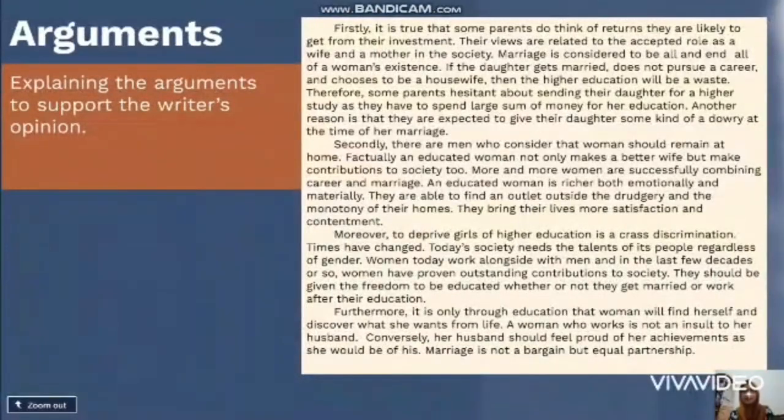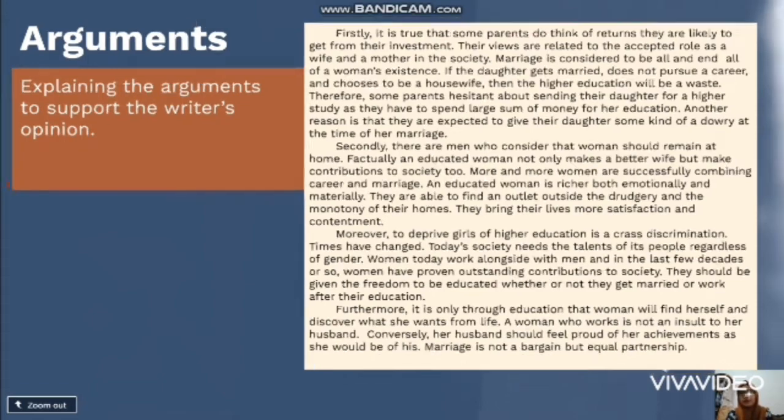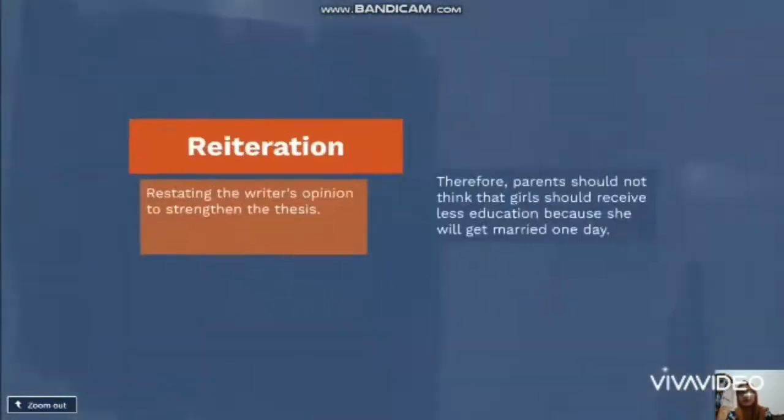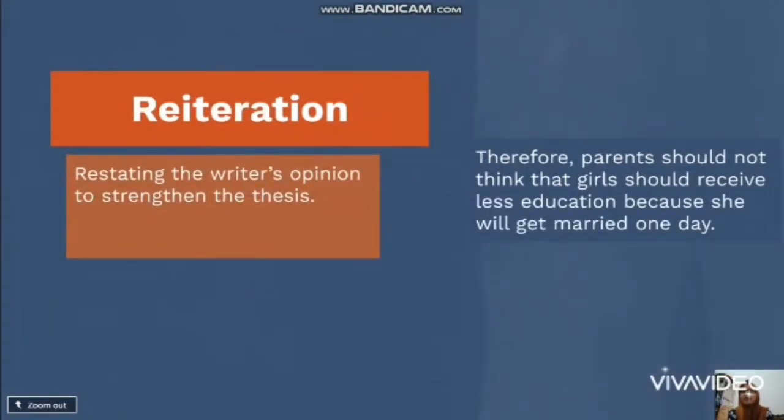Next, arguments. Okay, in the arguments here, we will see maybe about 1, 2, or 3, or maybe 4 arguments as a series of arguments in the paragraph of the analytic text. Okay, it's used here to explain the arguments, the point of view, and it is used to support, of course, supports the writer's opinion. And the last one is reiterations. In the reiterations here, we restate the writer's opinion to strengthen the thesis.